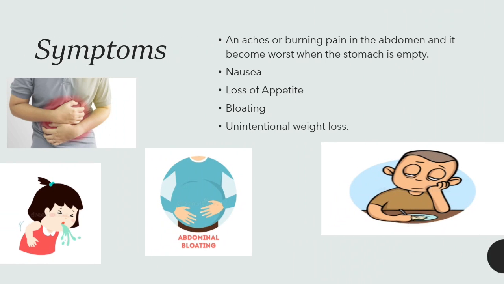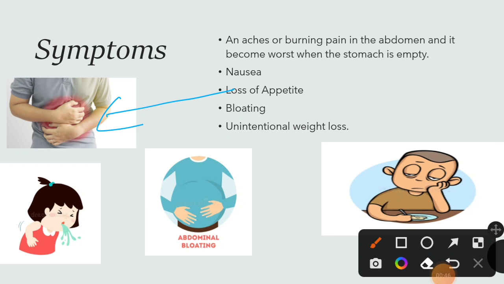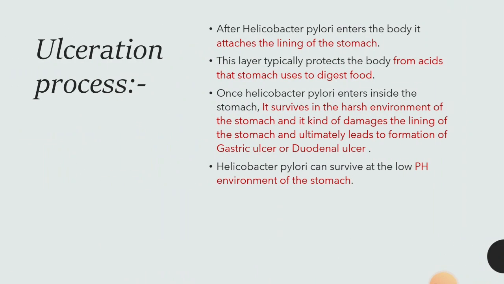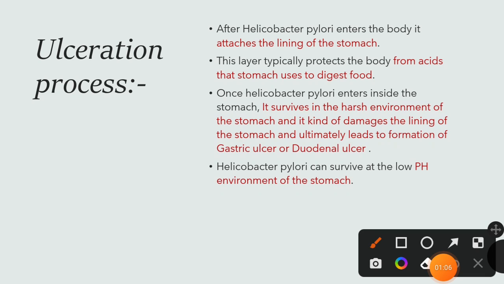Symptoms: the first thing is itching or burning pain in the abdomen, and it becomes worse when the stomach is empty, along with nausea, bloating and loss of appetite, and unintentional weight loss. Now the main important thing that I want to talk with you about is the ulceration process of Helicobacter pylori, how it facilitates the ulceration process, and that is the reason why we observe itching or pain in the abdomen, especially when the stomach is empty.